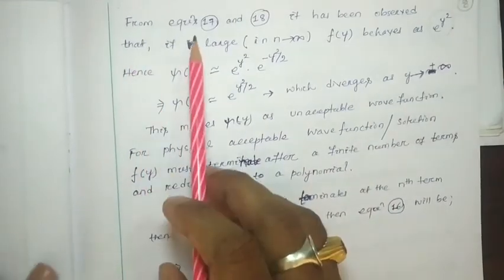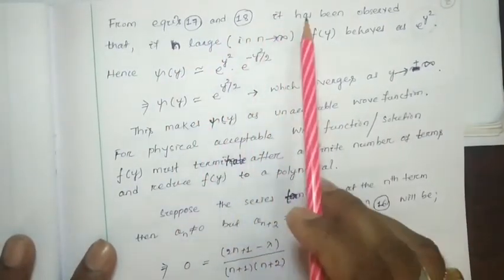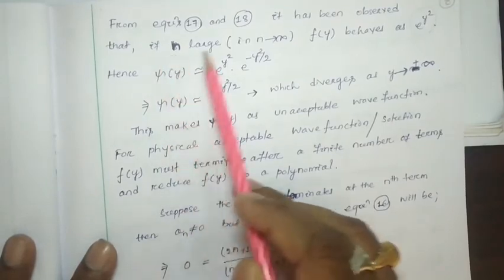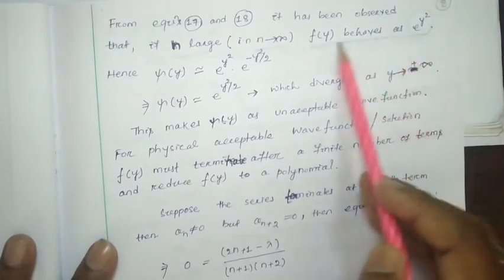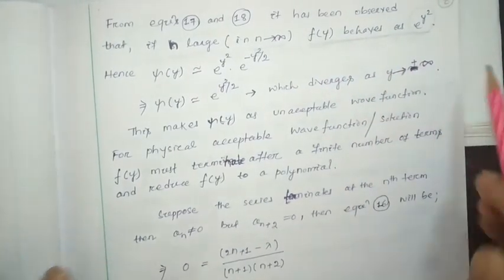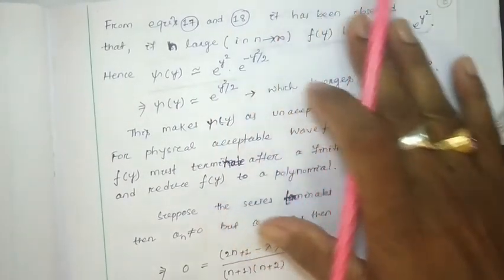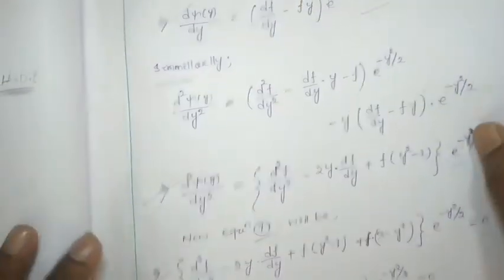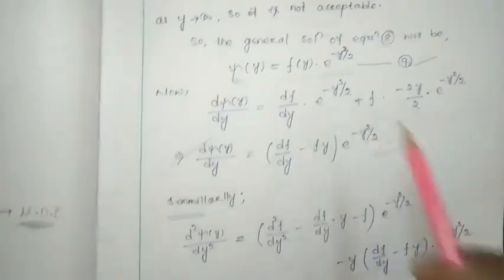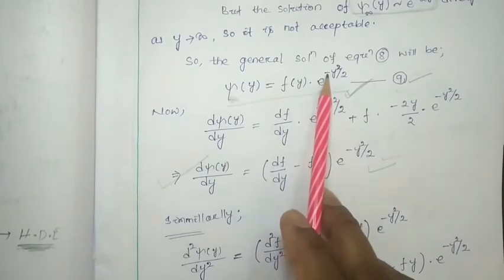So in the next page, from equation number 17 and 18, it has been observed that if n is large, that means n tends to infinite, fy behaves as e to the power y square. So psi y will be how much? Where is the psi y we have? See, here is the psi y, equation number 9. Equation number 9, we have fy e to the power minus y square by 2.